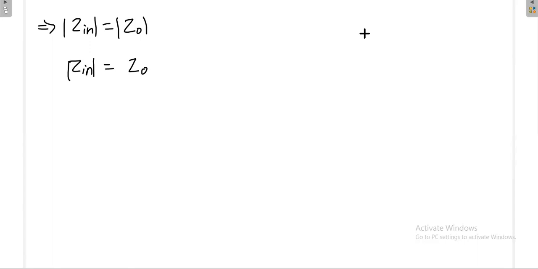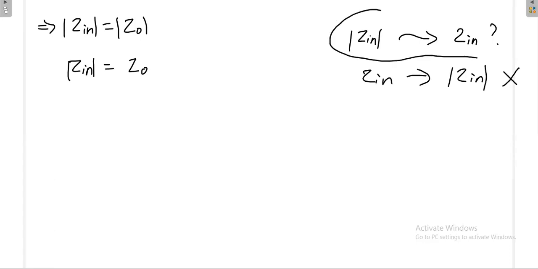If you know only the magnitude, is it possible to calculate the original impedance? It's not possible. Once we know the magnitude of something, we do not know the original, because that is irreversible. That can be anything. But if you know the input impedance, you can calculate the magnitude. We do not know exactly what the input impedance is. The only thing we know is that the magnitude of the input impedance is the same as Z naught.